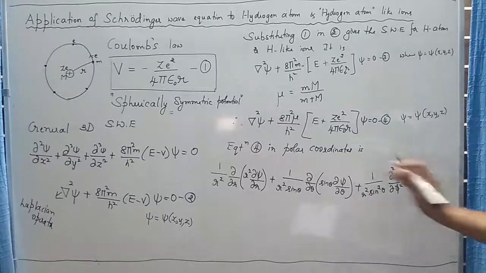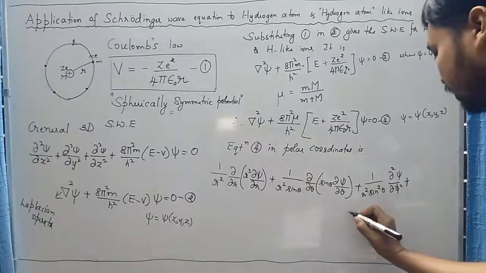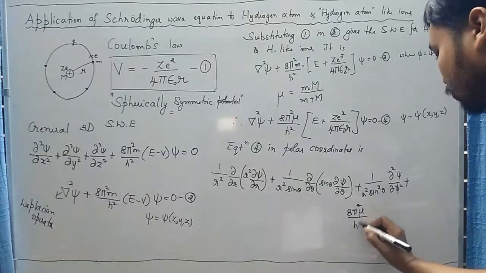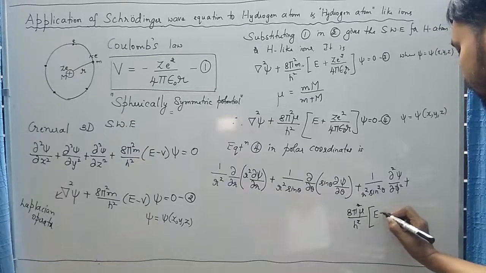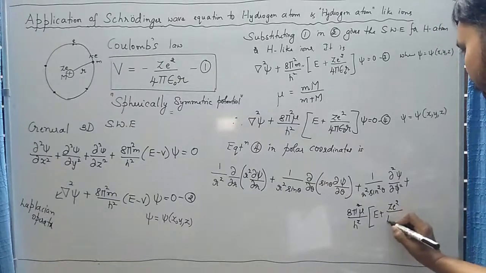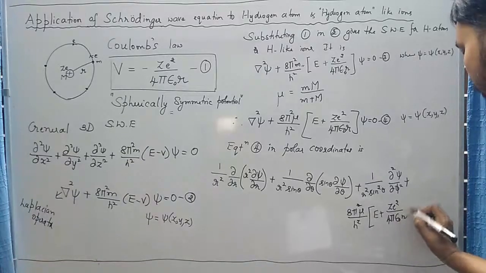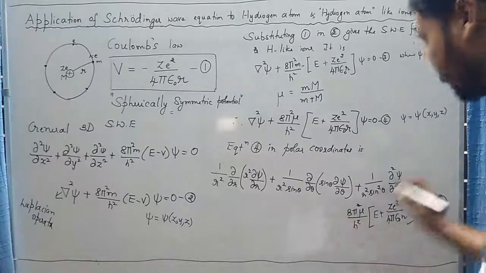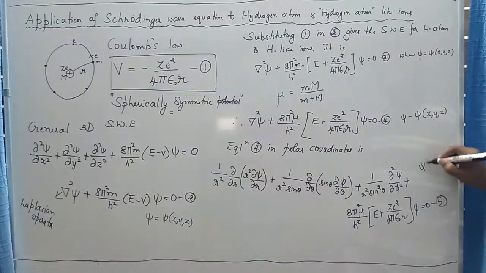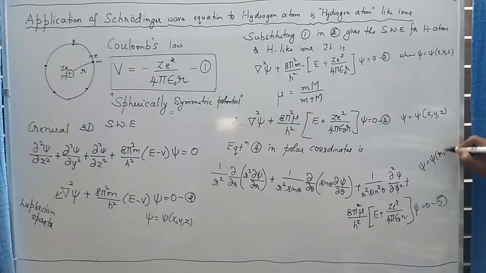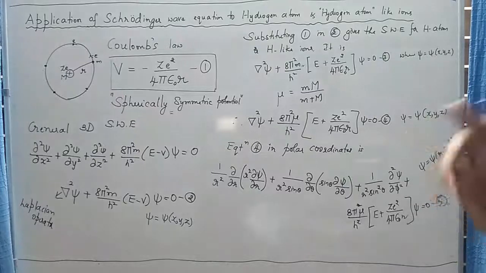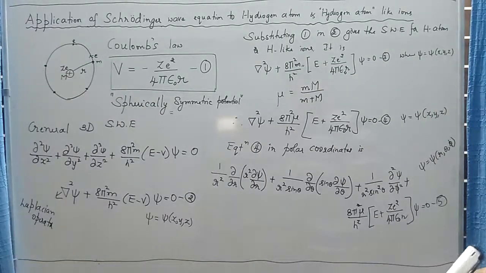Plus, as I already told you, there is no change in the second term, so plus 8 pi square mu divided by h square into E plus Z e square divided by 4 pi epsilon naught r into psi is equal to 0. What is psi? Here psi is now expressed in polar coordinate variables r, theta, phi. r is the direct distance between the nucleus and the electron. Theta and phi are the angular variables which we defined in our earlier discussion.